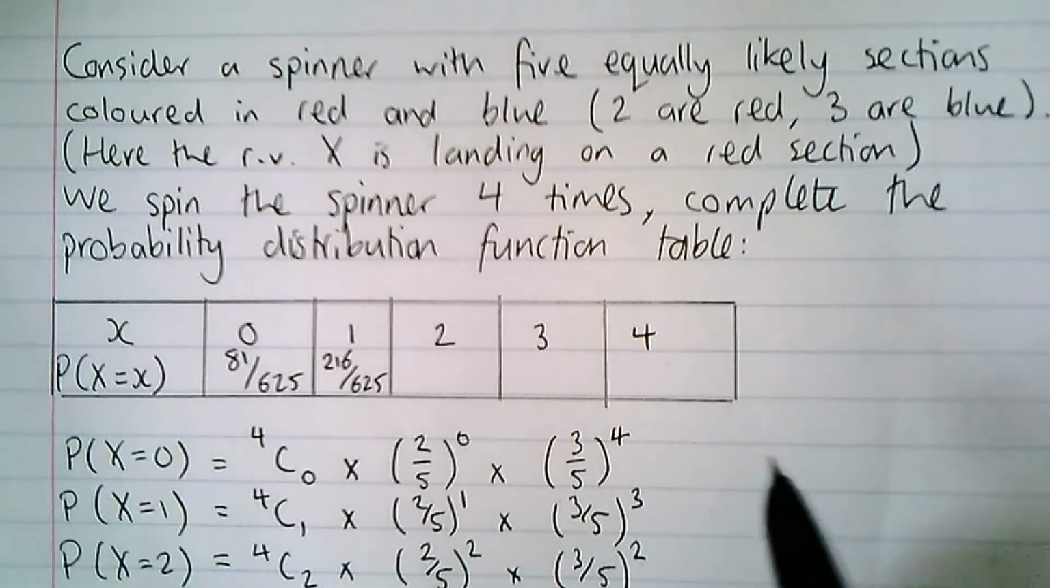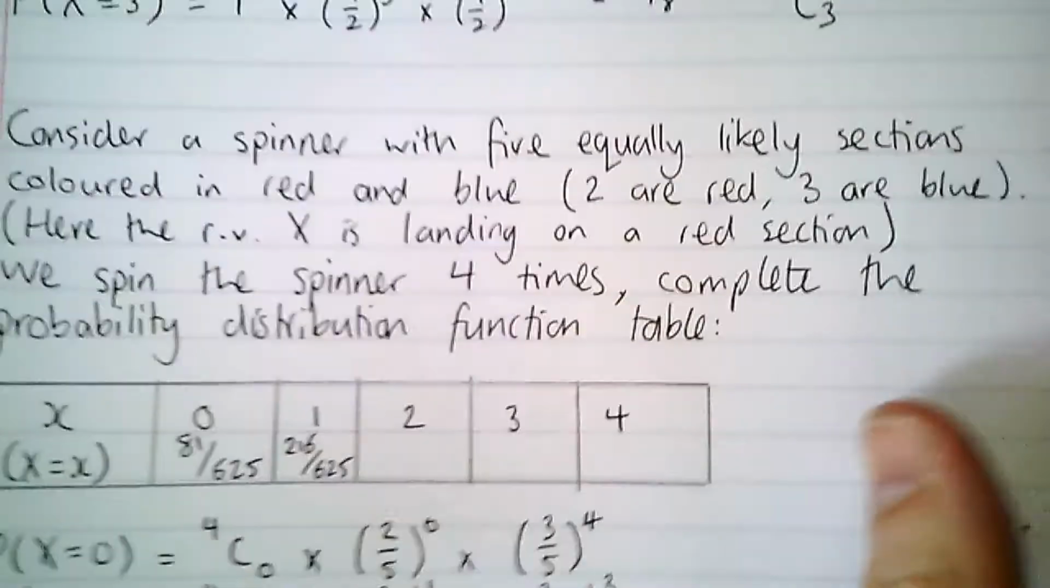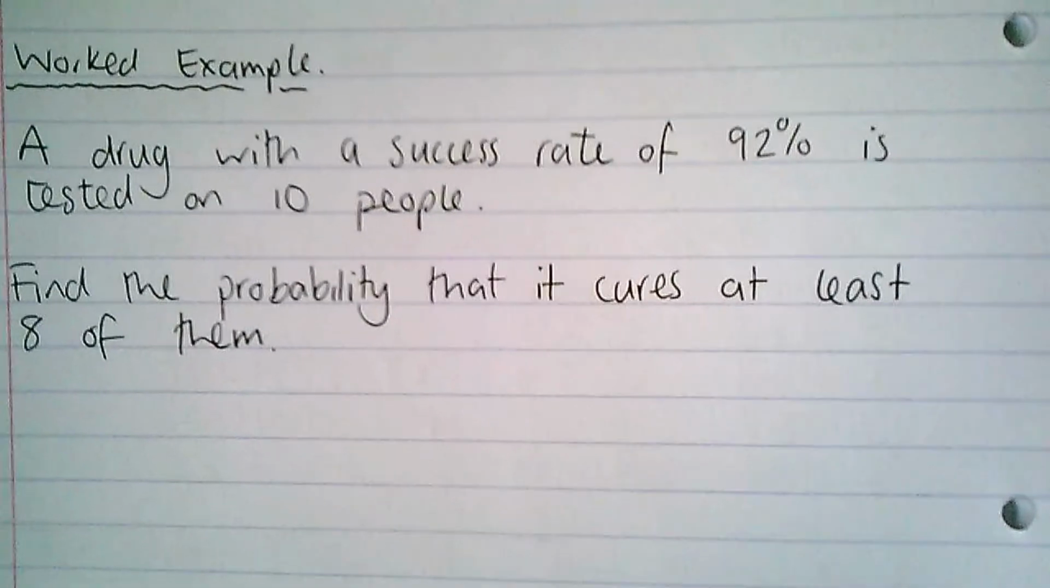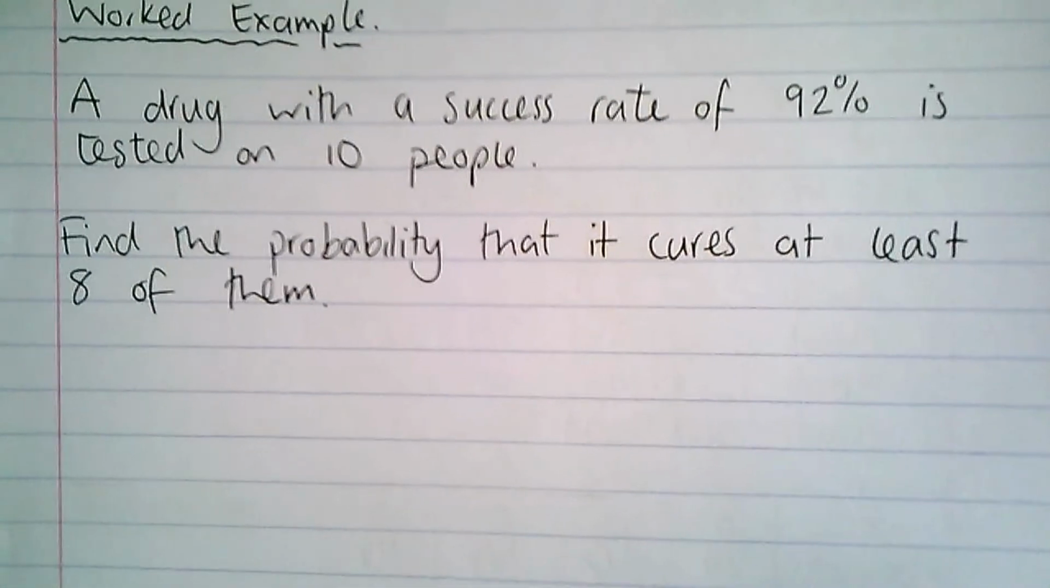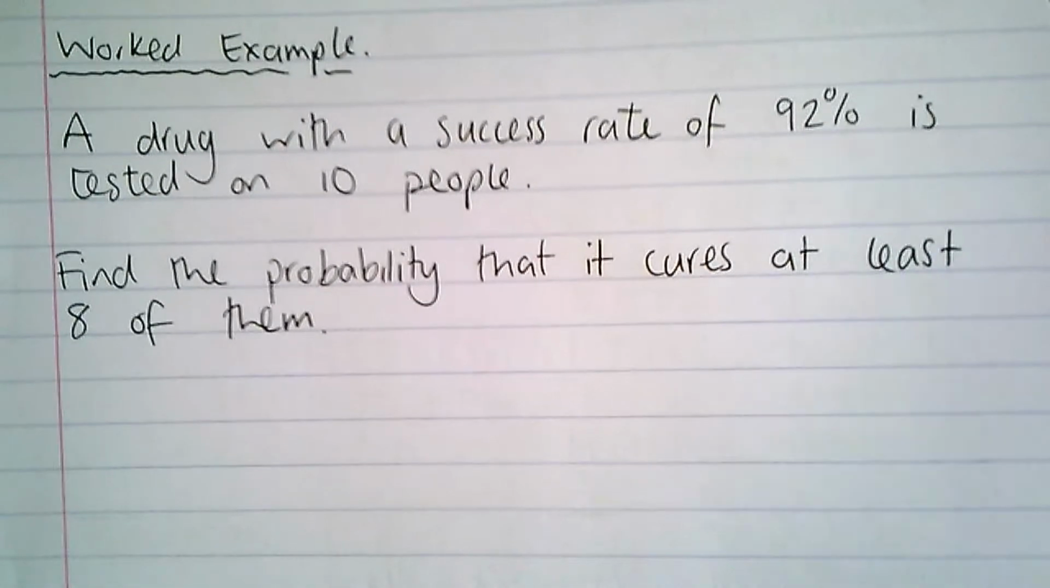I'm not going to fill the rest of this table in because that would just take up time. It's a bit of a wasted exercise. What I'm actually going to do is look at some extra notation you might see, what it means, and have a look at another example alongside that extra notation. So the extra notation that you will need to become familiar with is the notation that tells you the important things about a binomial distribution.